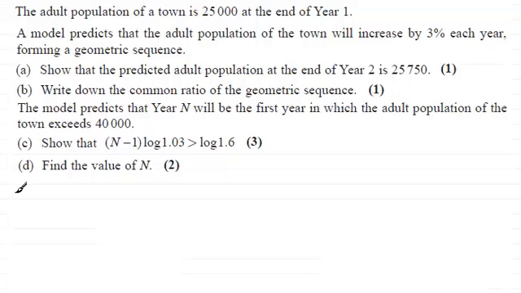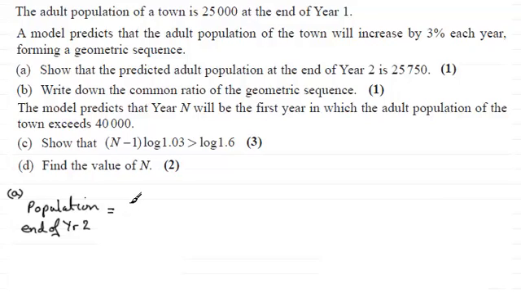If you'd like to try this, just pause the video. Okay, welcome back then if you had a go. Well, for this first part, it's only worth 1 mark, so it should be very easy, and indeed it is. I'm just going to put an intro, and that is the population at the end of year 2. Because it's going up by 3% each year, the multiplying factor is going to be 103%, or 103 divided by 100, or 1.03.